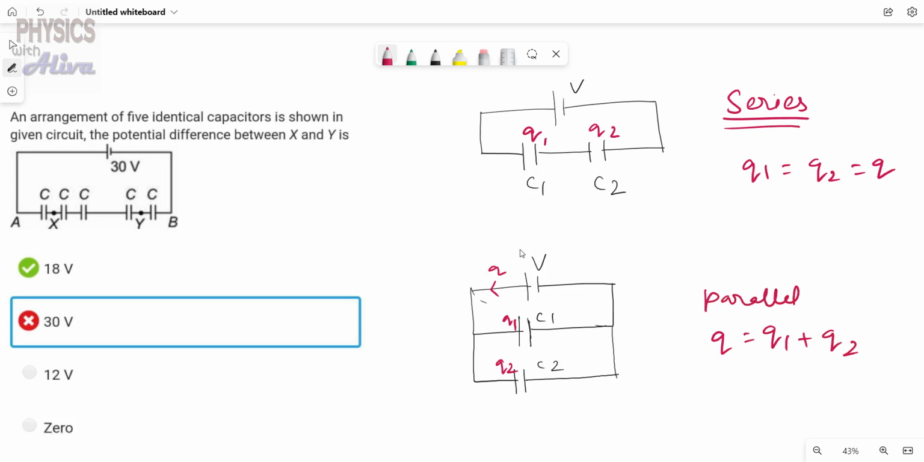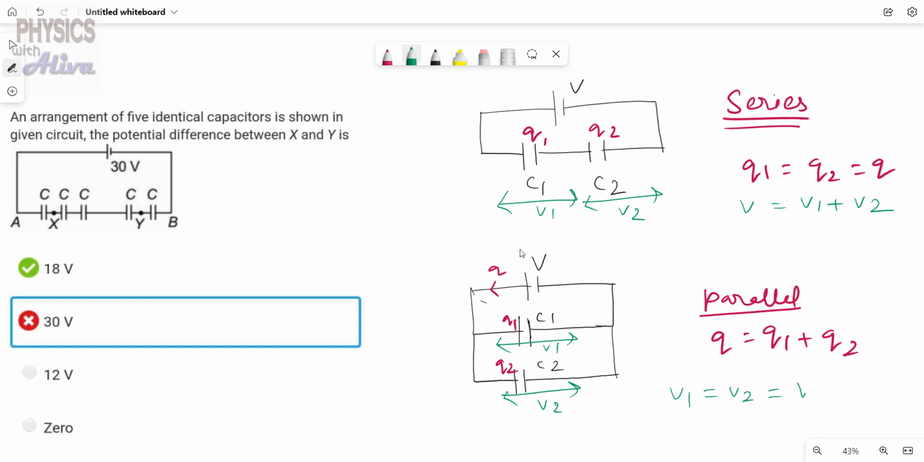And another thing, V is the potential difference of the battery. This will be divided between these two capacitors. This is V1 and this is V2. We can write V is equal to V1 plus V2. And for parallel capacitors, this is V1 and this is V2. But one thing is different here, that V1 is equal to V2 and this is also equal to the potential of the battery. You have to remember these two facts.